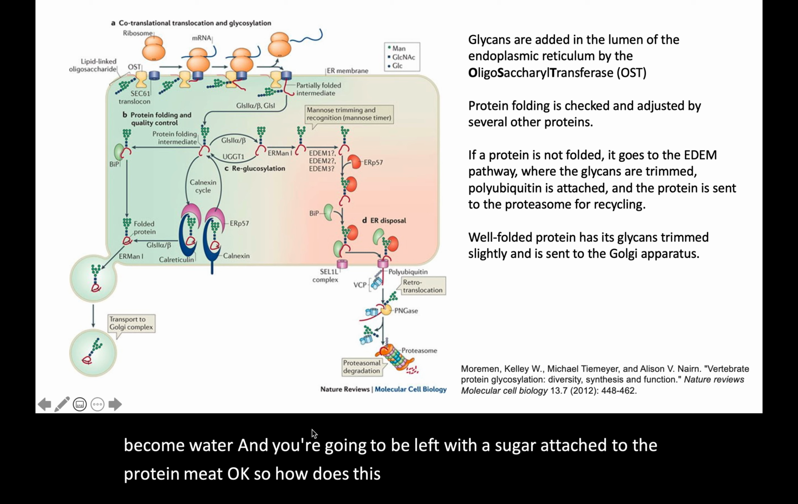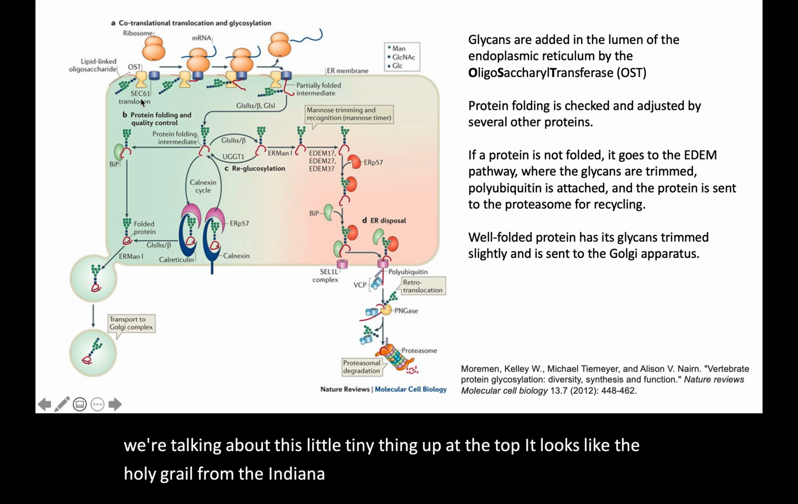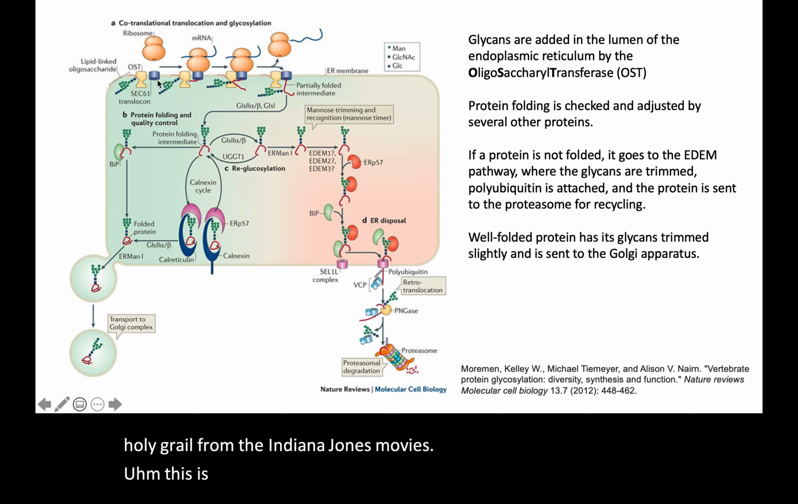Okay, so how does this happen? This is a good question. So we're talking about this little tiny thing up at the top. It looks like the Holy Grail from the Indiana Jones movies. This is called Sec61. Sec61 is this thing. This is the oligosaccharyl transferase.